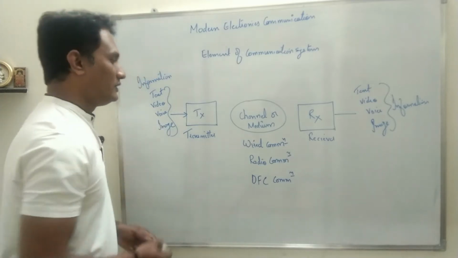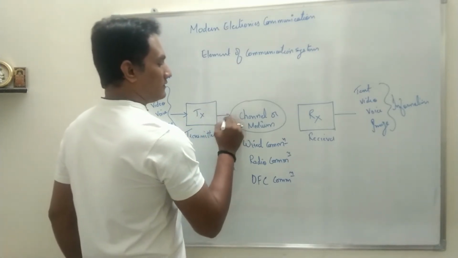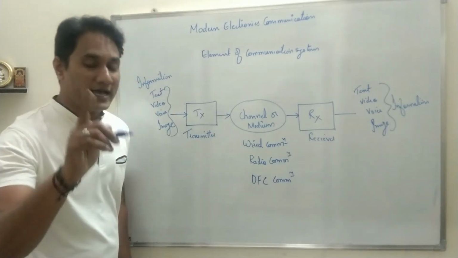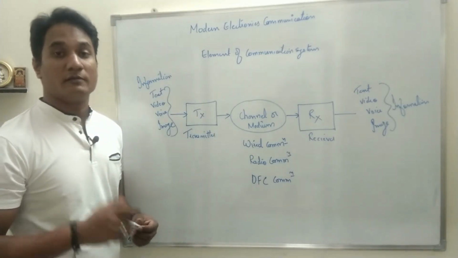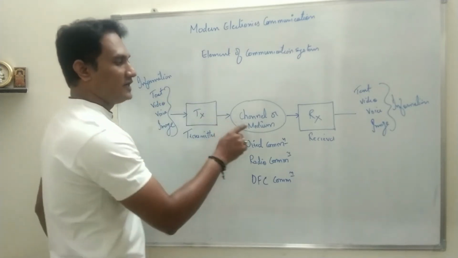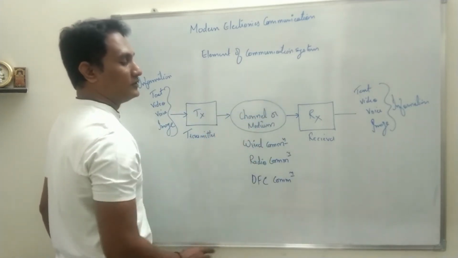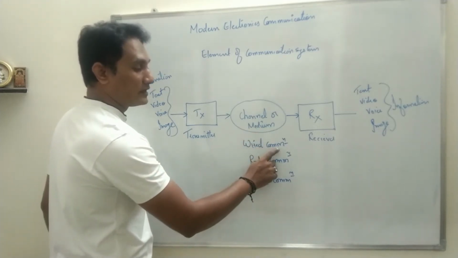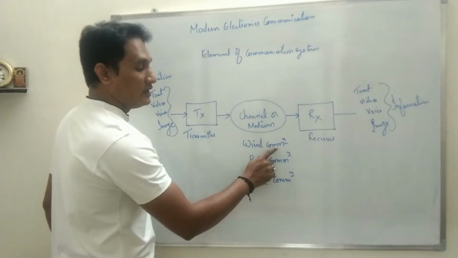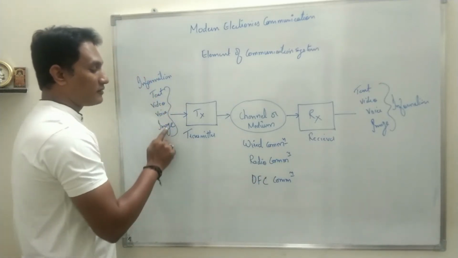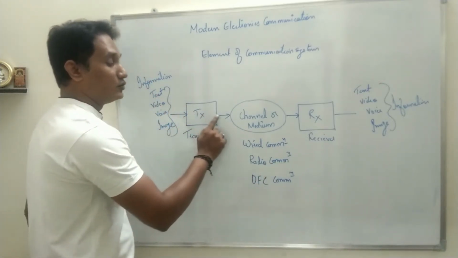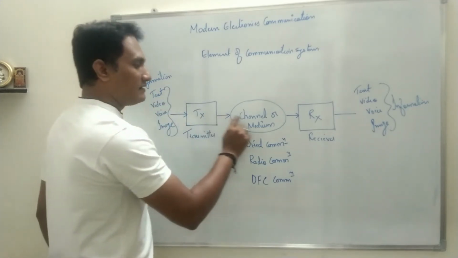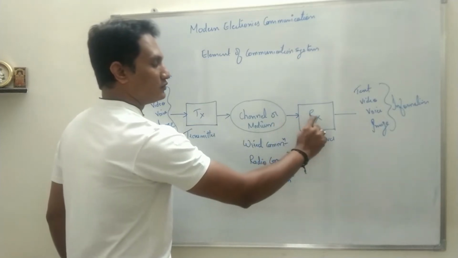So information will go to the channel. As I said, the channel is important. Why is the channel or medium more important? Because first we have to decide, in the design of the elements of communication, what type of channel or medium we are using. Suppose we are using wired communication: all this information has to be converted into electrical impulses, that means electrical signals, and then transmitted through wired communication to the receiver.